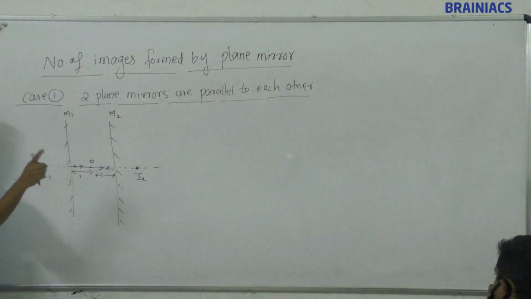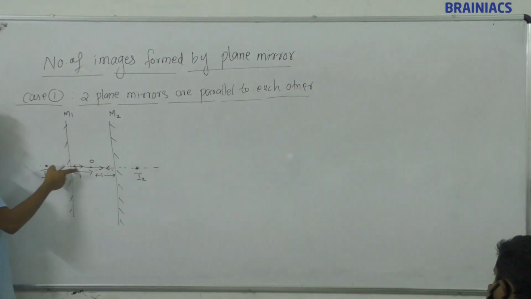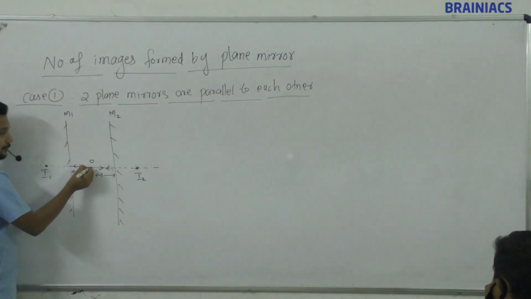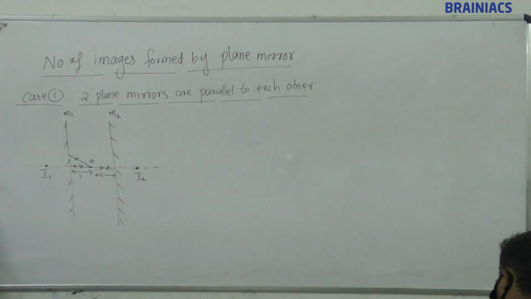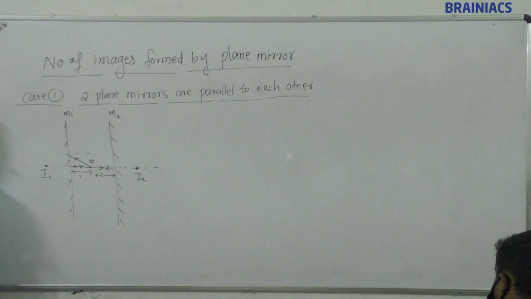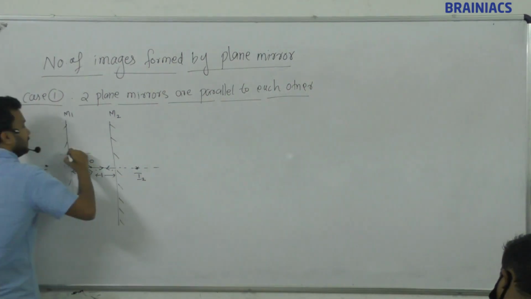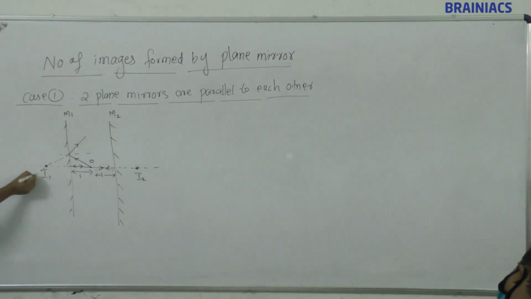Now see the things. Suppose this is an incident ray and this is a reflected ray, I assume. Suppose one ray is coming like this, an incident ray. So what will happen? It will be reflected. I know the angle of incidence is equal to the angle of reflection, so this will be reflected like this. Now if I extend this line, it will meet here exactly, and these two lines will cross at this point.